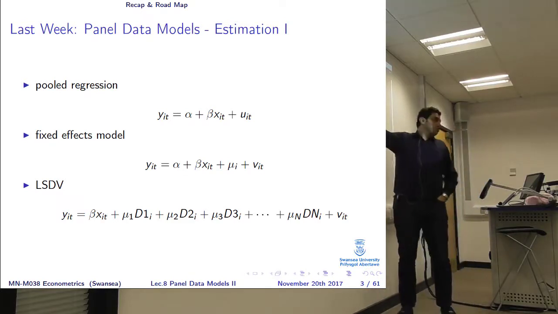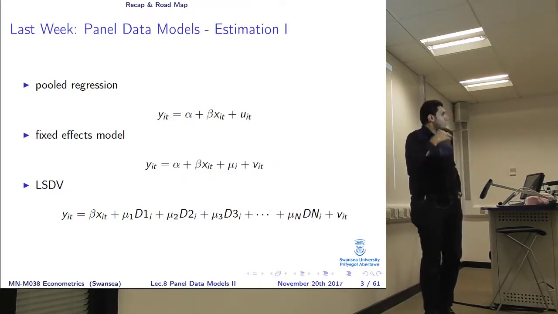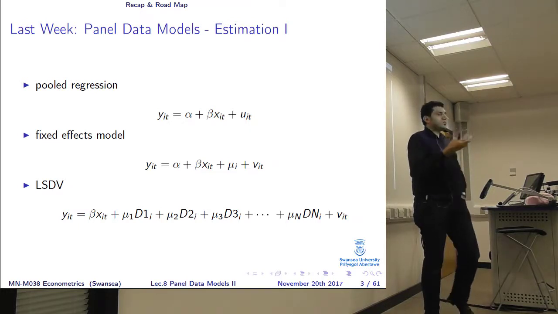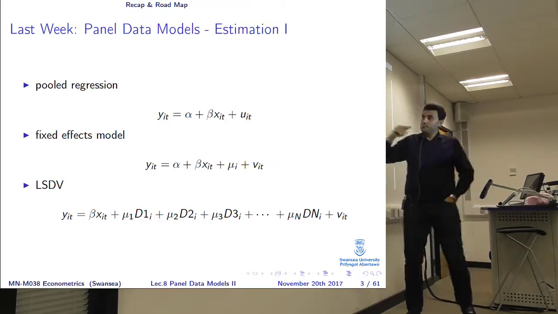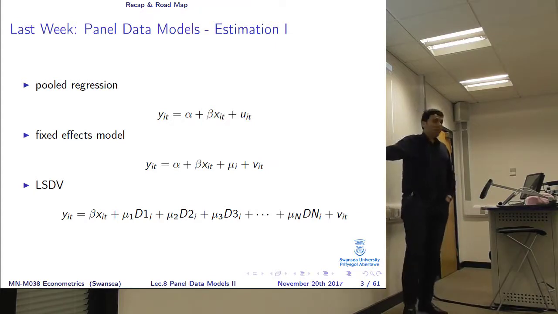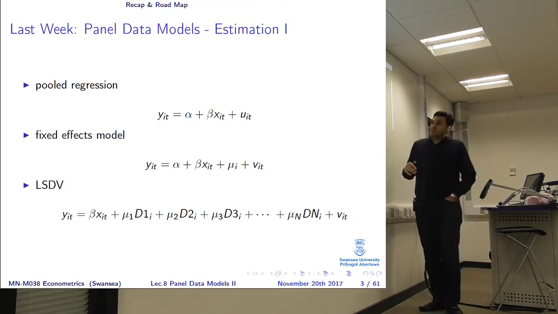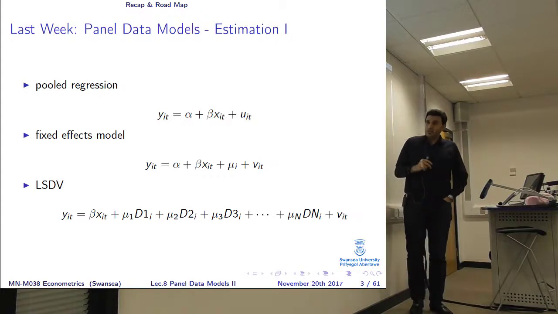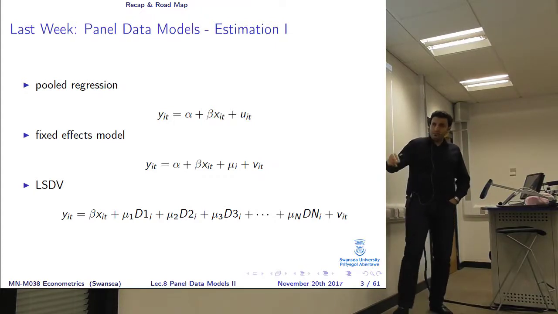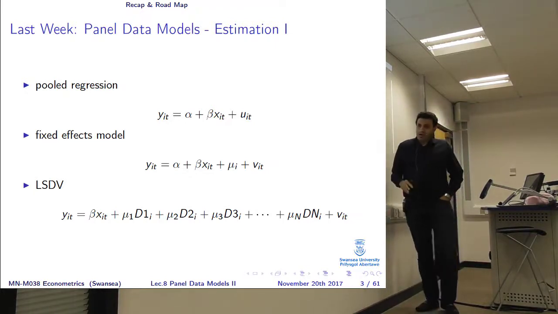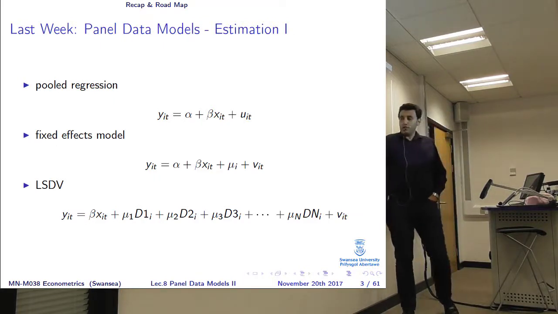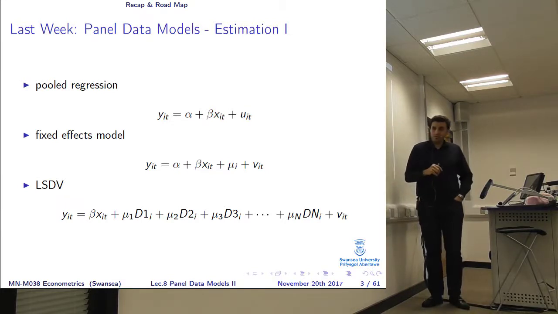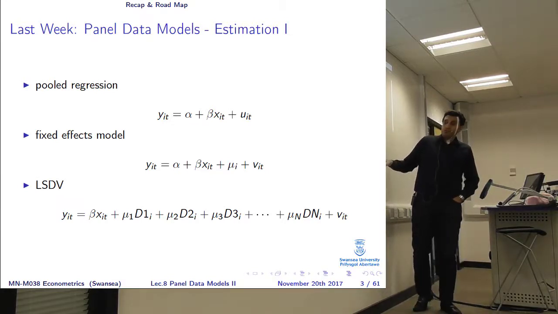If you look at the first estimator here, the pooled regression, we ignore the fact that we have both dimensions. We just ignore having i and t, and then we use OLS. With the fixed effect model, we added the mu_i, the country or unit specific effect. We could estimate this model by using dummy variables, in which case the estimator is least squares dummy variable. We have dummies for all cross-section units. So if we have n units, we have n dummies.